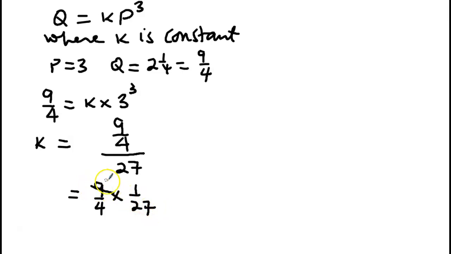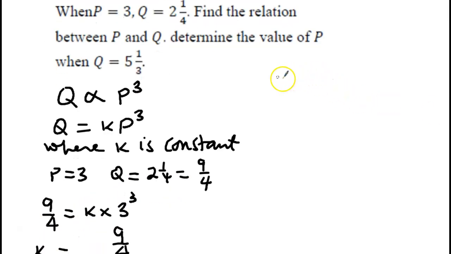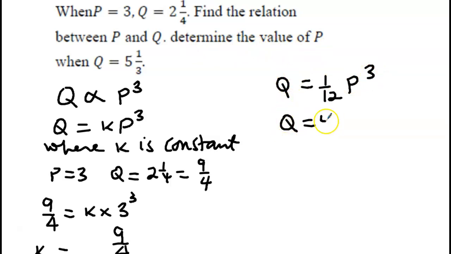So now 9 goes into 27 three times, and 1 remains here. So we have K to be 1 over 4 times 3, which is 1 over 12. So the relationship between P and Q becomes Q is equal to 1 over 12 P cubed. And we have to find the value of P. So Q is 5 whole number 1 over 3, which is 16 over 3.